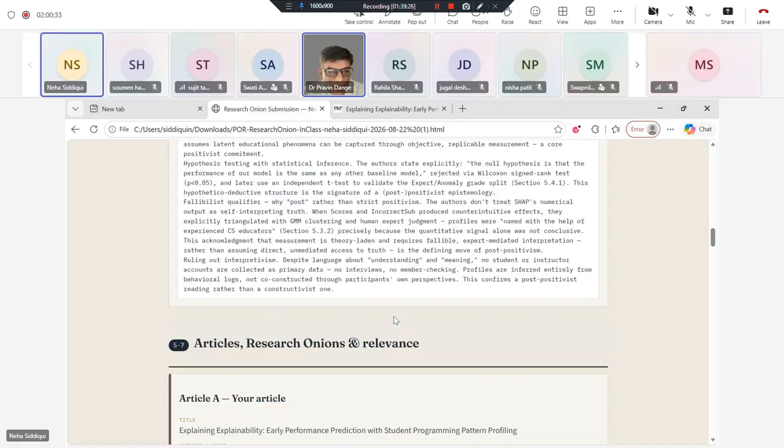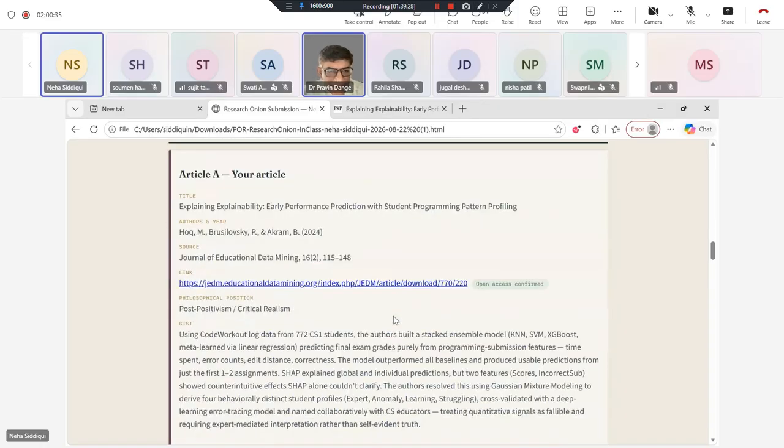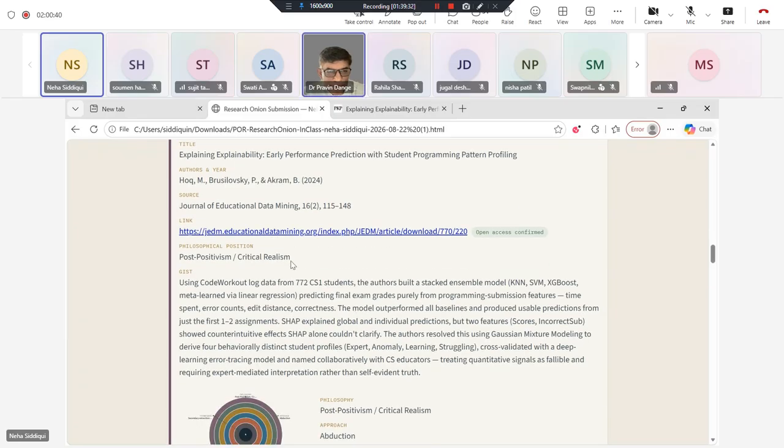Within 10 minutes, you can do that only. Yes, sir. Then I just pasted that article. Then I thought post positivism would be the position there. Mm-hmm. And I cross checked with AI also again. From that menu options, it also provided me the same thing: critical realism and post positivism. Right.